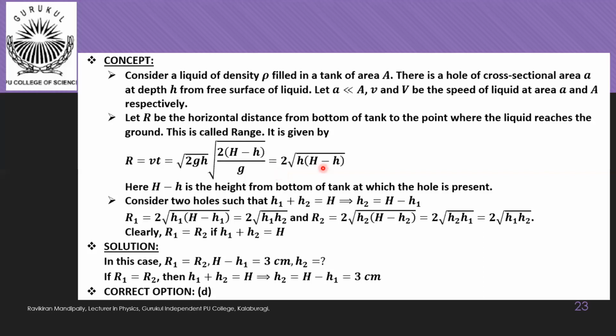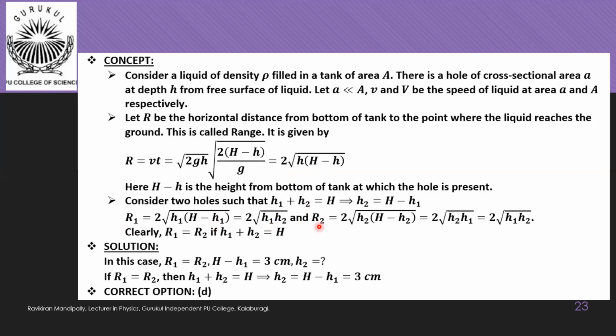Now we are considering a special condition where I am considering two holes such that h1 plus h2 is equal to capital H. So from this I am writing expression for h2. h2 is equal to capital H minus h1. So now I am finding capital R1 and capital R2. Capital R1 is 2 into root of h1 into capital H minus h1. Capital H minus h1 is h2, so I am writing that as 2 into root of h1 h2.